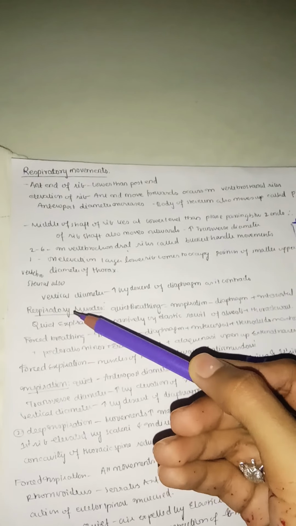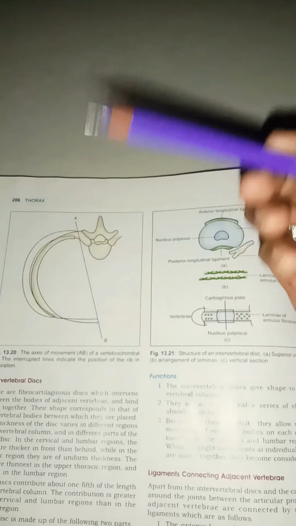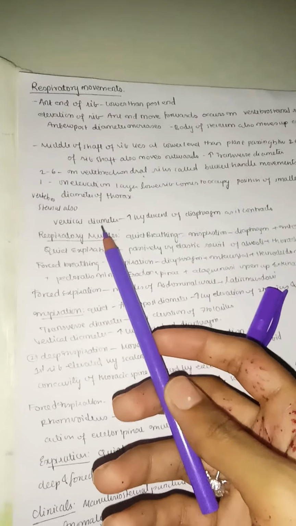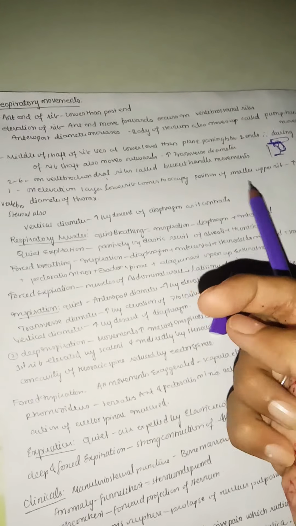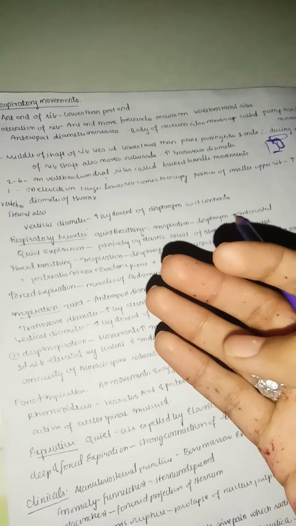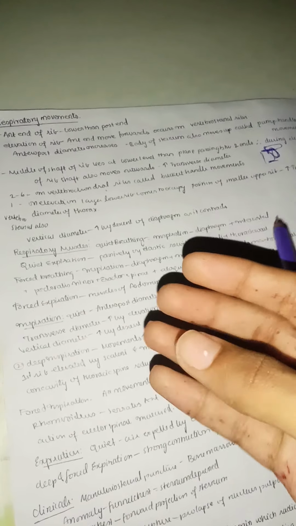Now let us see the vertical diameter. The vertical diameter means like this, upward. This is called vertical diameter, and the vertical diameter is increased by descent of the diaphragm as it contracts. Mainly because of descent of the diaphragm, if the diaphragm is coming downward, then there is an increase in vertical diameter. So these are the main important respiratory movements.